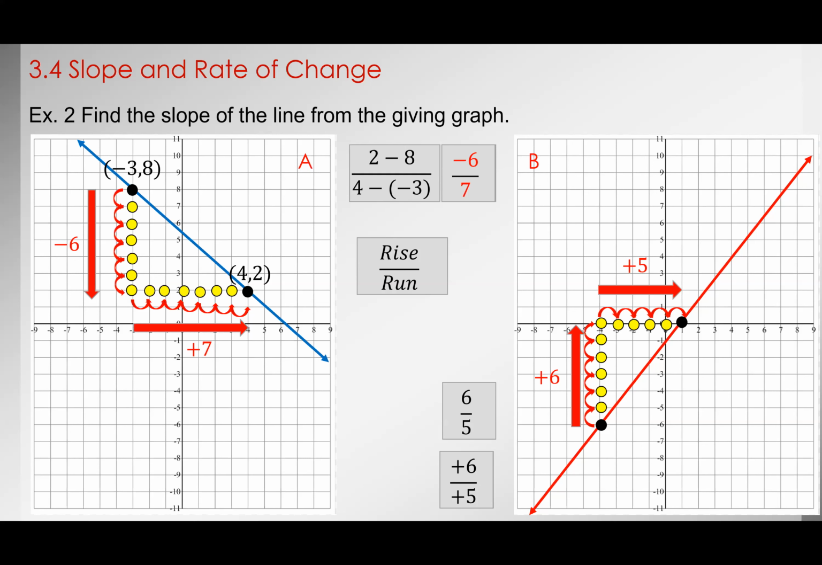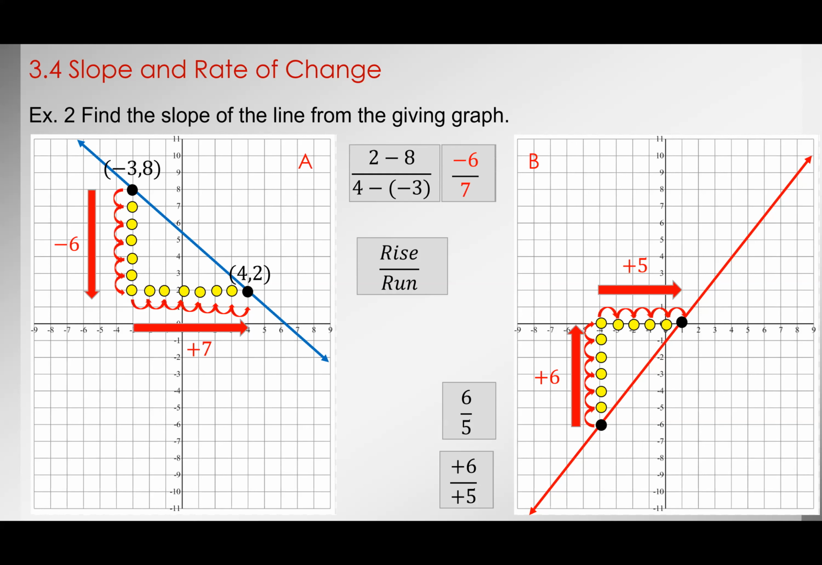So what you need to ask yourself is, if they give you 2 points, from left to right, how did I get from the first point to the second point? If I go up, I will have a positive number. If I go to the right, I will have a positive number. If I go down and to the left, I will have a negative number.